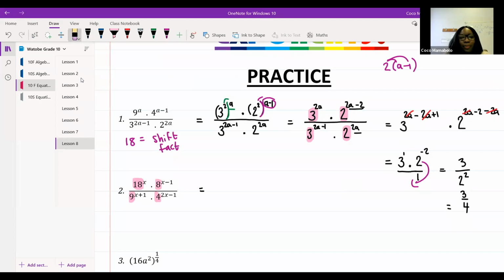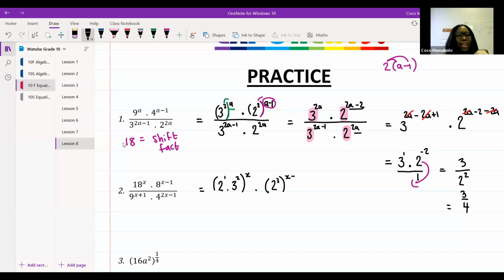I know that 18 is going to translate to 2 times, and let me not forget my brackets, 2 times 3 squared, all of this to the power of x. And now remember, if there's ever a number sitting on its own, it's always to the power of 1. Multiplied by brackets 2 to the power of 3 of x minus 1.